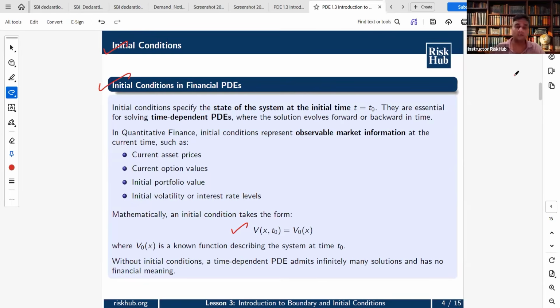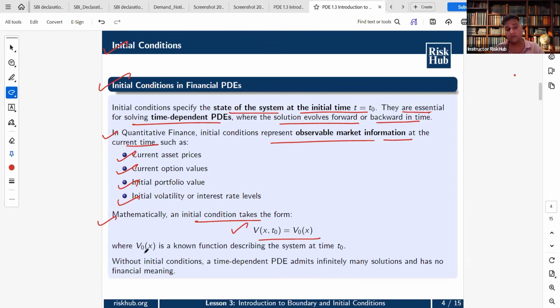So initial conditions specify the state of the system at the initial time. They are essential for solving time-dependent PDEs where the solution evolves forward or backward in time. In quant finance, initial conditions represent observable market information at the current time: the asset price, current option value, initial portfolio value, initial volatility or interest rate level. Mathematically, the initial condition takes this form, where V naught of x is a known function describing the system at time 0. Without an initial condition, a time-dependent PDE admits infinitely many solutions and has no financial meaning. So that is what we try to understand.